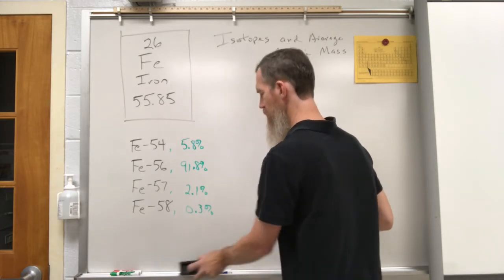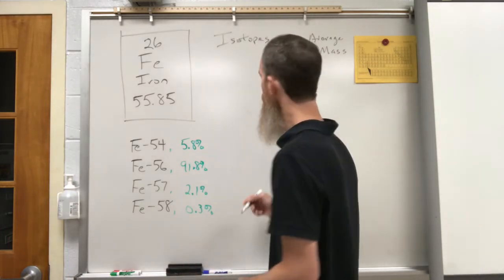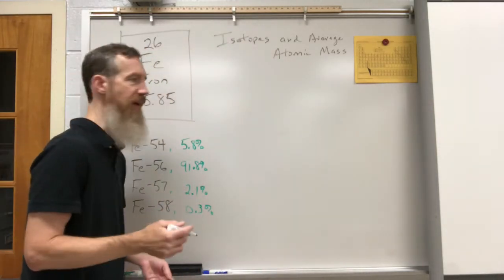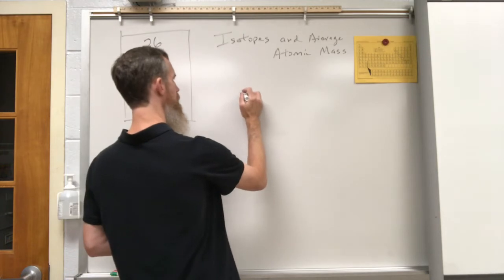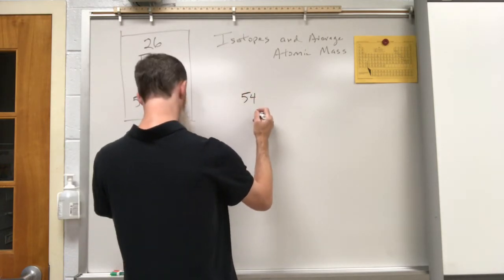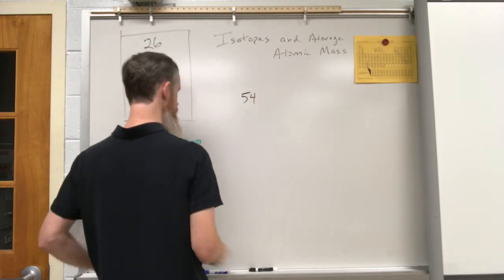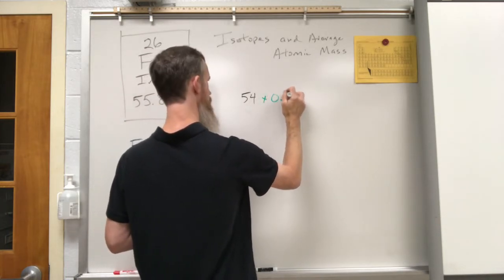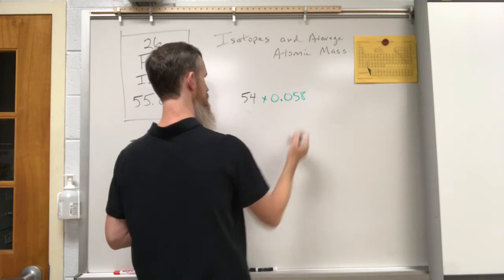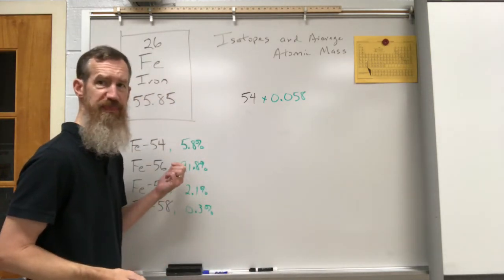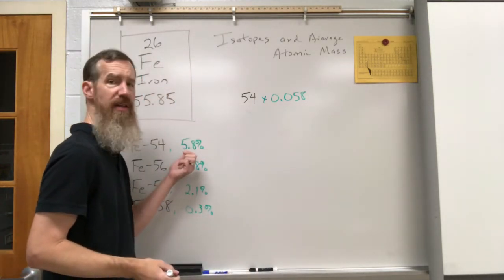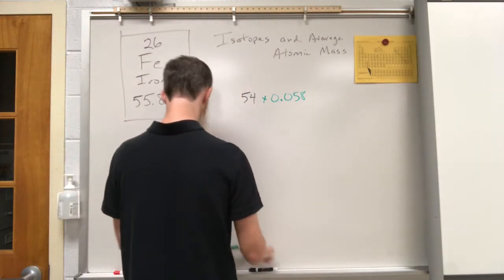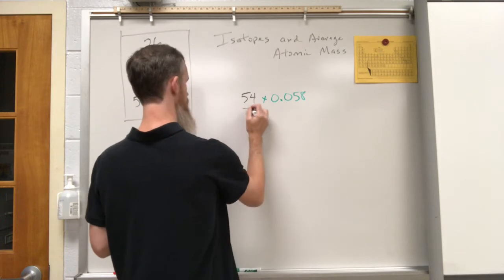That means we have to take into account these percentages. So what we're going to do is take each isotope and multiply it by its appropriate percent. We're going to take the isotope of iron that's worth 54 and multiply it by the percent, 5.8%. But remember, when you multiply by a percent, you have to move that decimal place over 2 places, right? Because 5.8% is really equal to 0.058. And you're going to get a value.